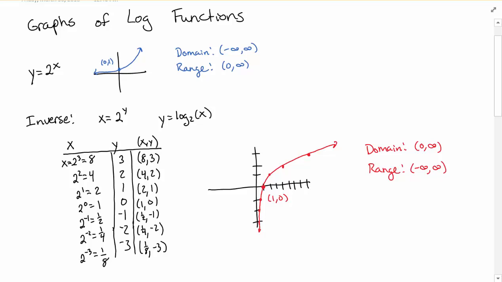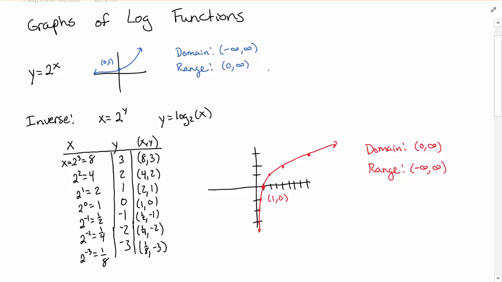Let's talk about the graphs of log functions. So we started with y is equal to 2 to the x, which is an exponential function. It looks like the following. 2 is bigger than 1, so it's increasing from left to right. It goes through the point (0, 1). Its domain is negative infinity to infinity, and its range is 0 to infinity.